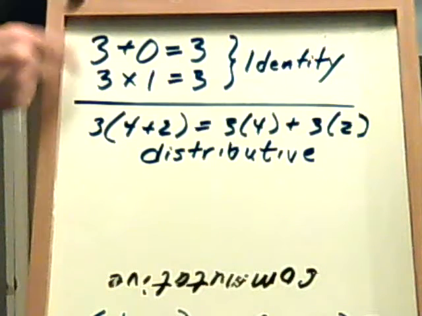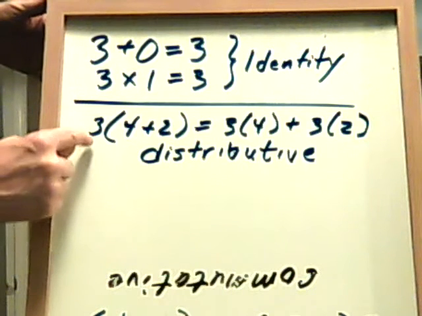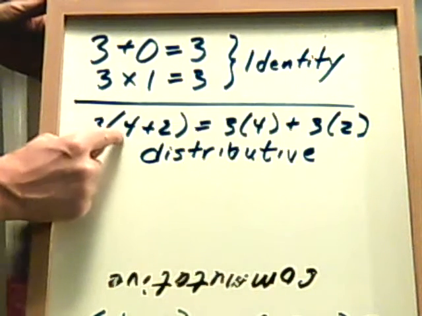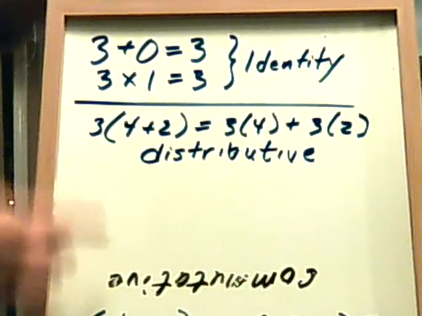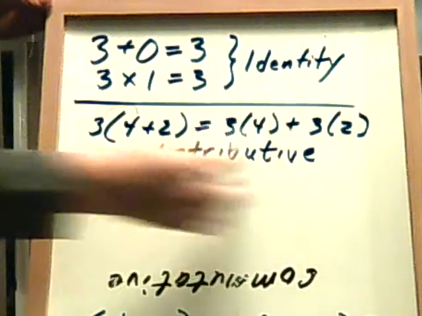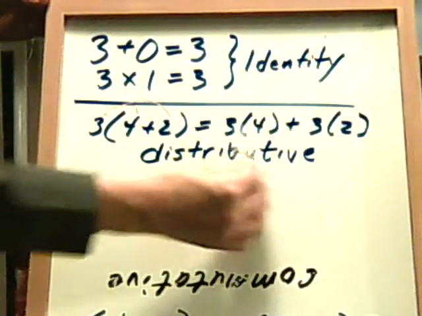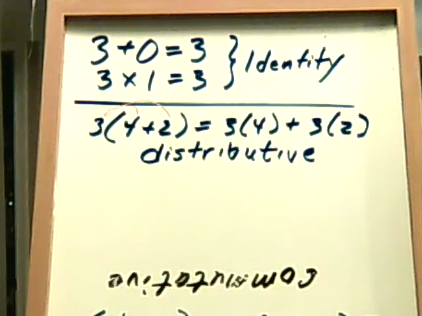The distributive property looks very different. Oh, and by the way, none of these look like the associative or commutative ones. For distributive, you have 3 times the quantity 4 plus 2. That's the same thing as 3 times 4 plus 3 times 2, which is this. So 3 times 4, 3 times 2.